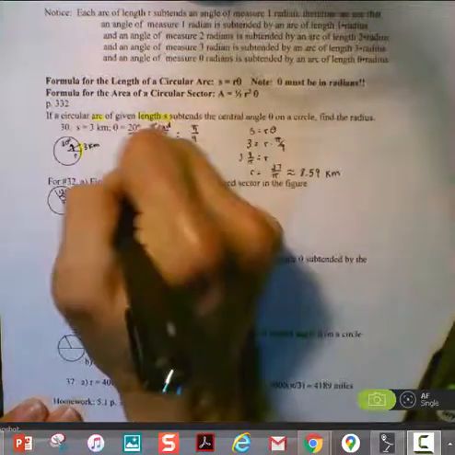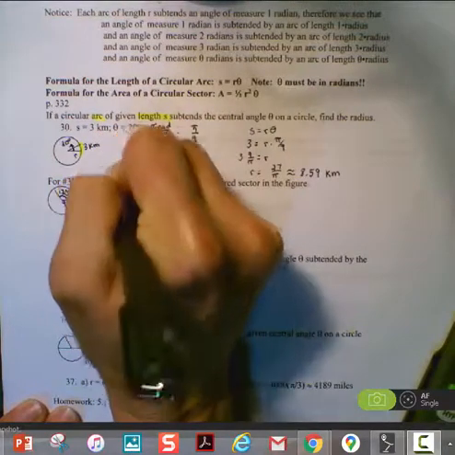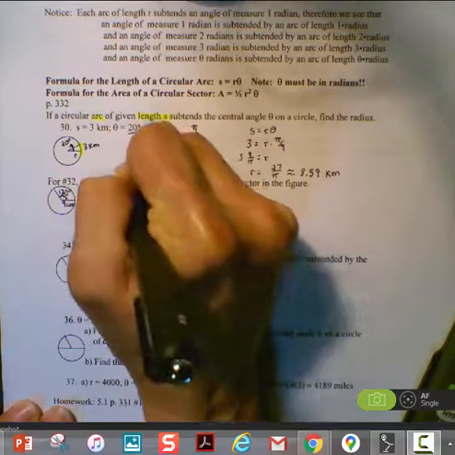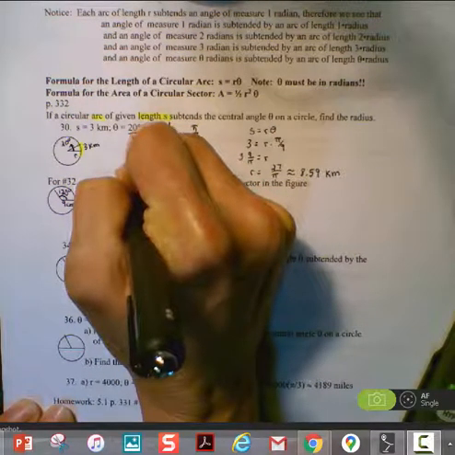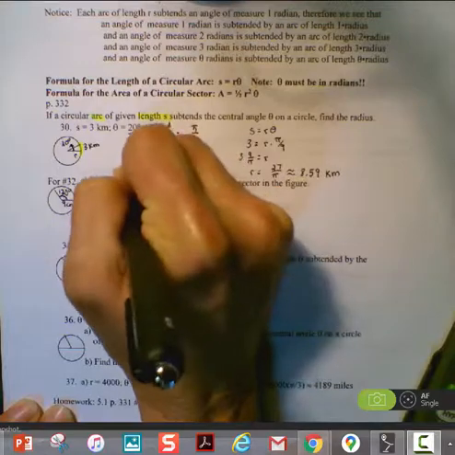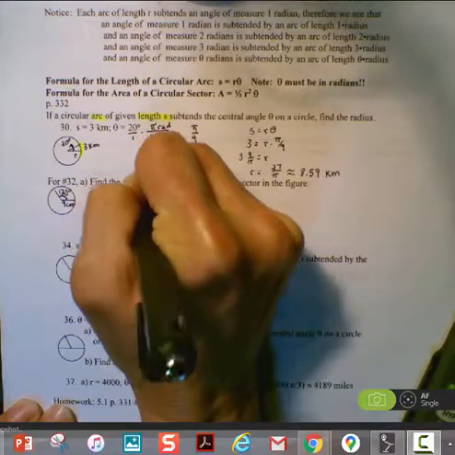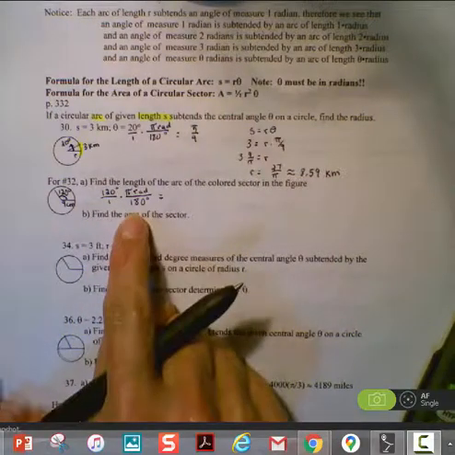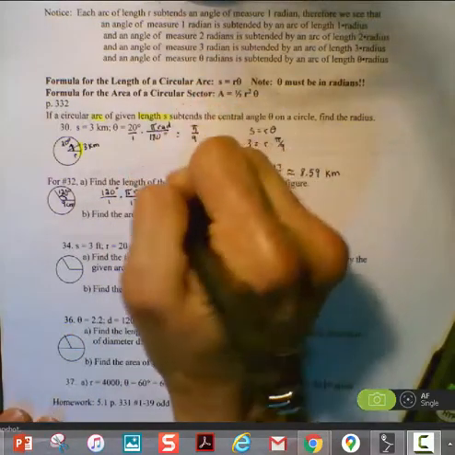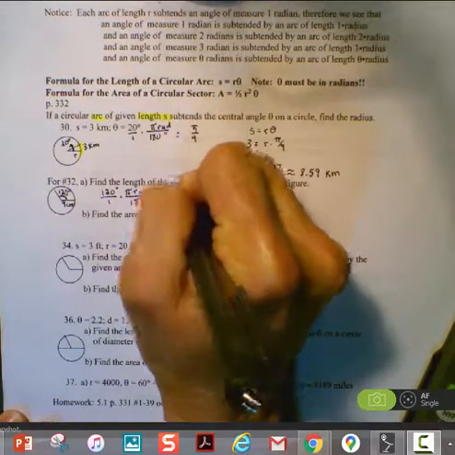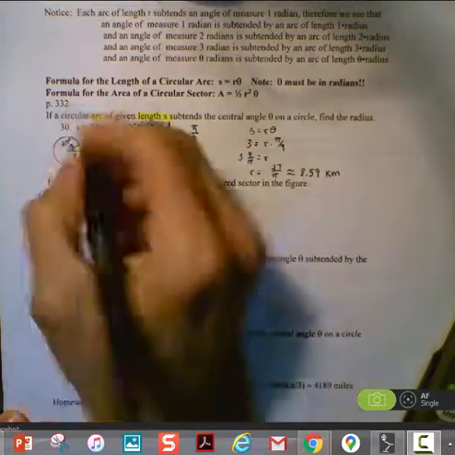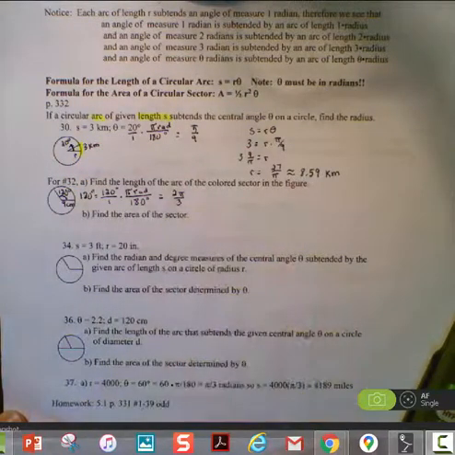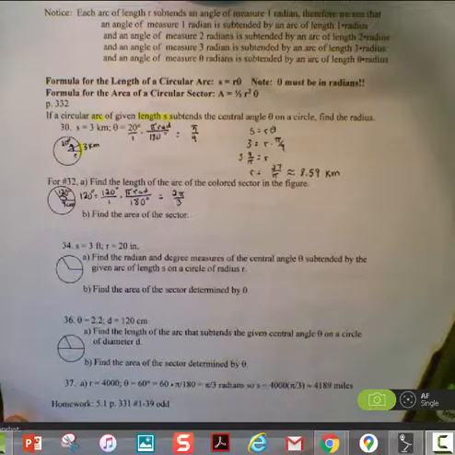And since we can't use 120 degrees in either of the formulas, we're going to change it to radians. I can reduce that 120 over 180 by dividing both by 60 and have 2 pi over 3 radians is equivalent to 120 degrees. So that's what I'll use in the formula for theta.